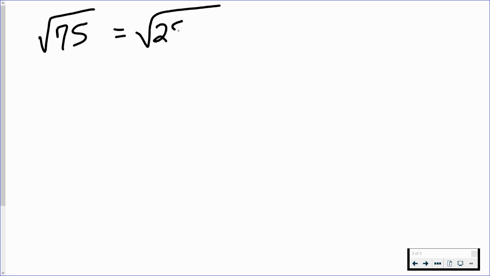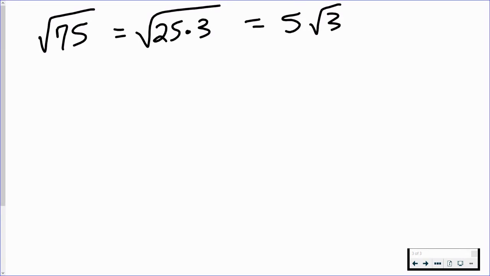All right, let's take a look at one more before we start multiplying. Let's say we have square root of 75. An easy way to look at this one, we know that 75 is 25 times 3. Square root of 25 is 5, and that leaves a 3 inside. So we can reduce square root of 75 to be 5 square roots of 3.